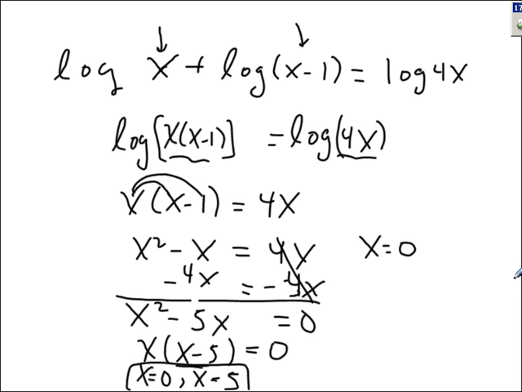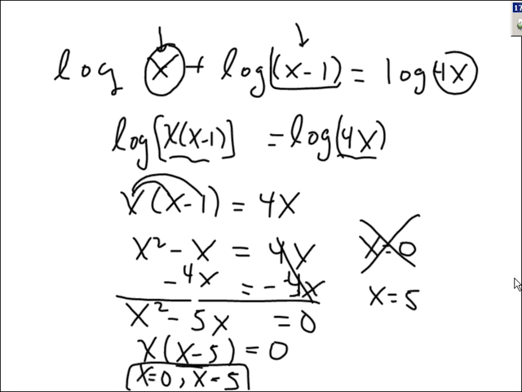x is 0, x is 5. The first thing I might say is 4 times 0 is 0. Can't allow that. Or if I looked at the first one, I would have said, oh, I'm taking log of 0, I can't. Or I would have said, I'm taking log of negative 1, and I can't. So x equals 0 is history. It's not there.